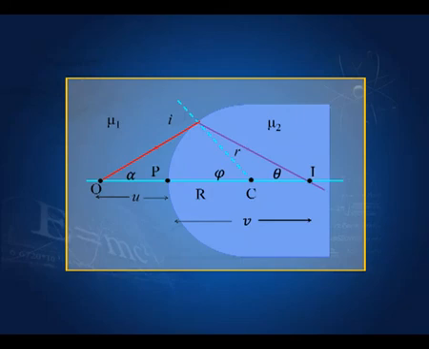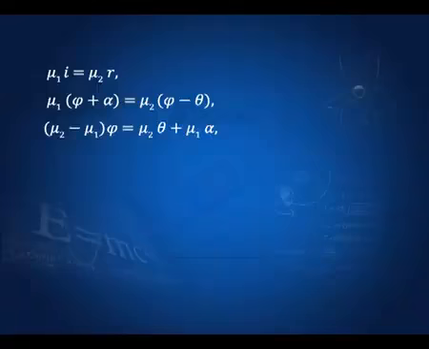This angle is theta, this angle is phi, this angle is alpha, and these angles are small. Let me remind you again and again, so that their sines and tangents can be equal to their magnitude. So, mu 1 i equals mu 2 r, Snell's law. i is phi plus alpha. So, mu 1 into phi plus alpha, r is phi minus theta, because phi is equal to r plus theta. Therefore, r is equal to phi minus theta.